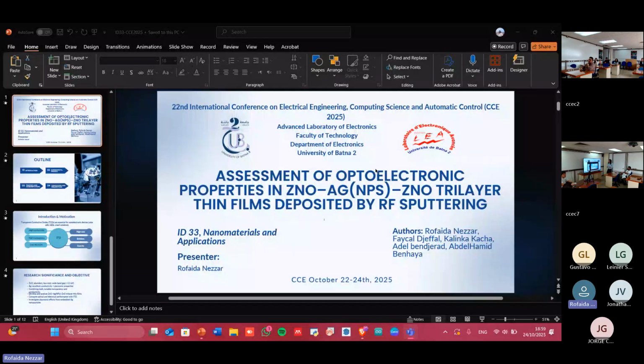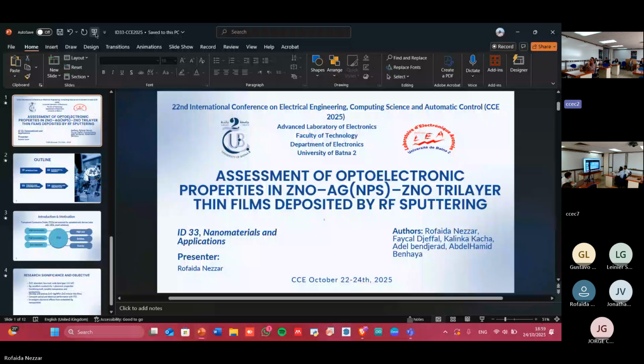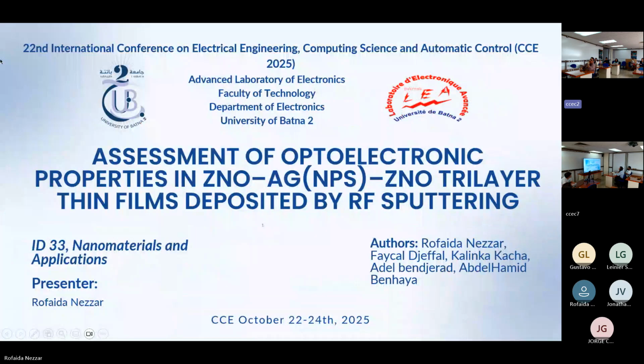Is my screen visible? Yes. Okay. Okay. It's not maximized? Is it maximized? Yes. Can you maximize your screen, please? Thank you. It is maximized. Yes, thank you.